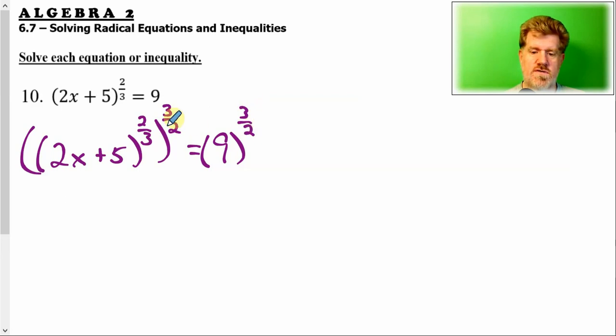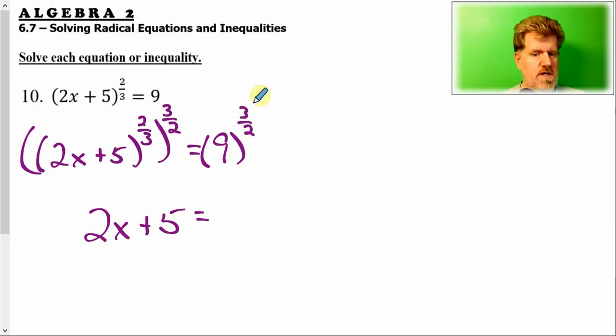3 over 2. Because when I multiply 2/3 times 3 over 2, what do I get? 6 over 6, which is 1. I've turned it into a 1, which makes me happy. Now I got to calculate this. Don't forget, an irrational exponent, the power and the root.